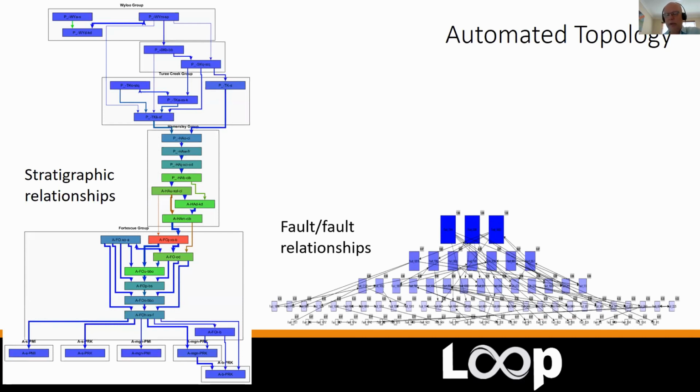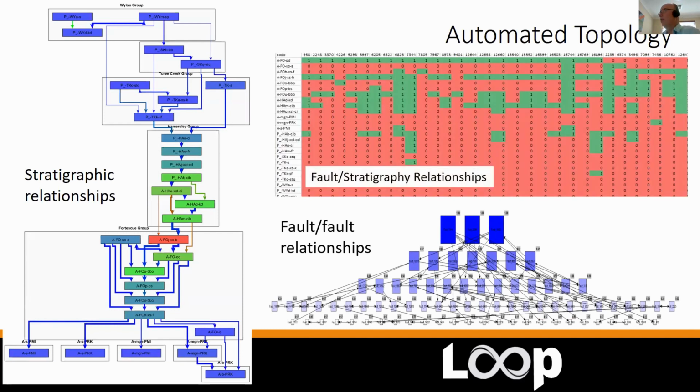And then finally, we can look at the relationships between faults and stratigraphy. So here we have rows which are stratigraphy and columns which are faults. And if it's green, it means that that stratigraphic unit is cut by that particular fault. And so again, it helps us to build up an idea of the spatial relationship, but also the temporal relationships, the time relationships between the different parts of the geological model.